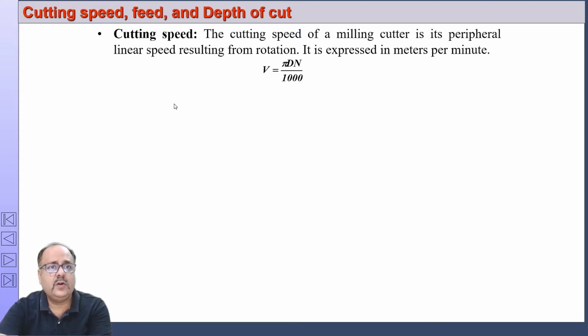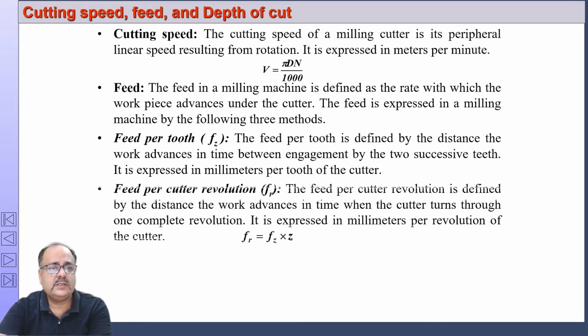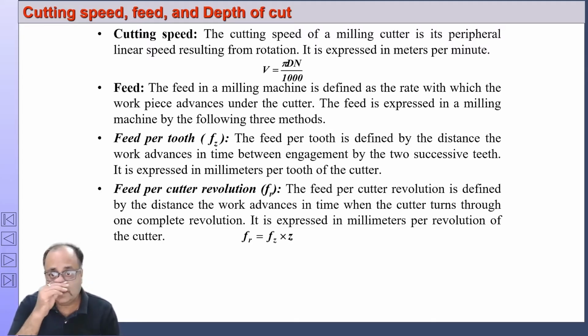With this we move on to the cutting parameters, that is the cutting speed, feed and depth of cut. The cutting speed is the same as that of any other machine tool. Here it is the peripheral cutting speed with which the cutter is being rotated, where D is the outside diameter of the cutter, and V is equal to pi D N by 1000 in meters per minute.